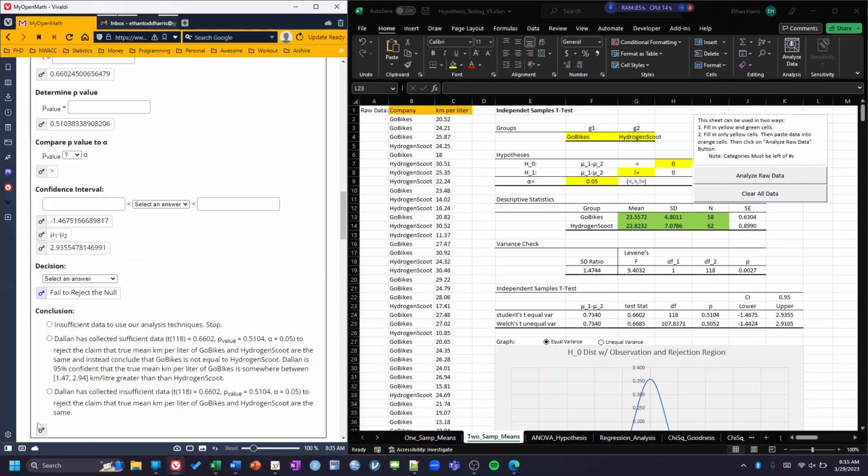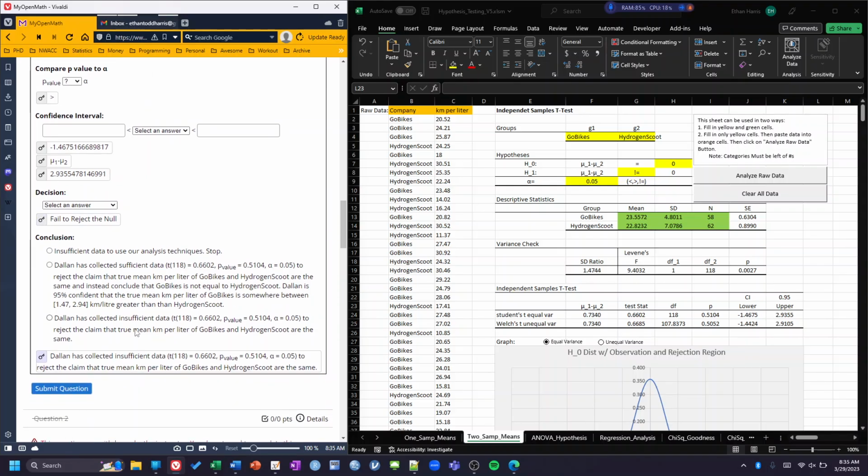So because of this, we say that Dallin has collected insufficient data, and here's how we report it in APA format. t, degrees of freedom, which is given right here, and we then put in the t statistic that we calculated, 0.6602, equals the p-value, or the p-value and the alpha, to reject the claim that the true mean kilometers per liter of Go Bikes and Hydrogen Scoot are the same. So we can't reject that claim, and that's how you do two-sample hypothesis testing using our tools here. I hope that helps you out.